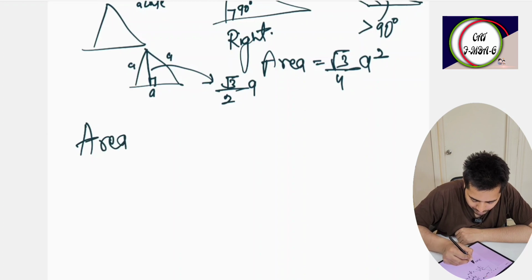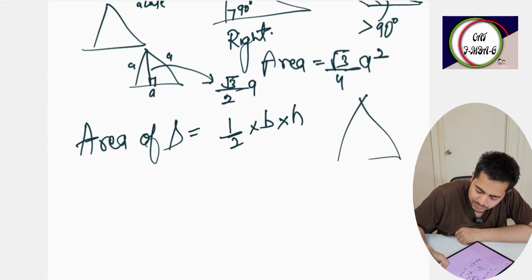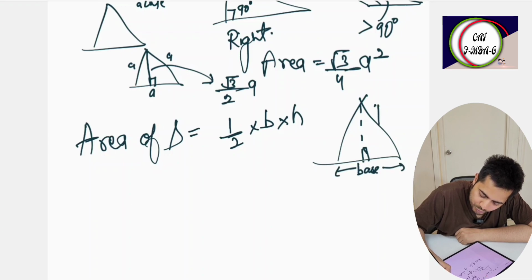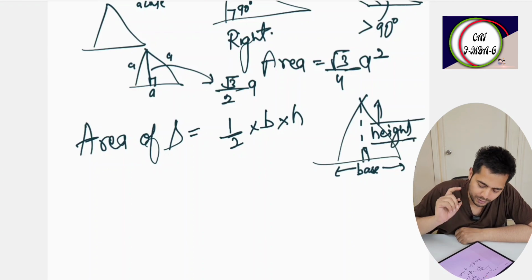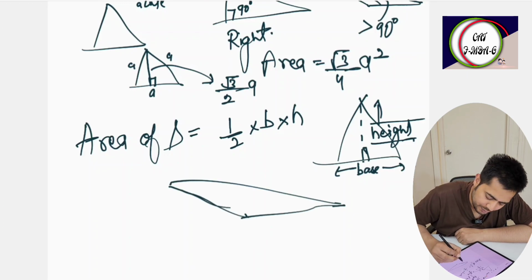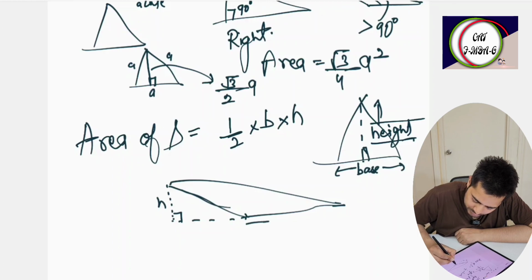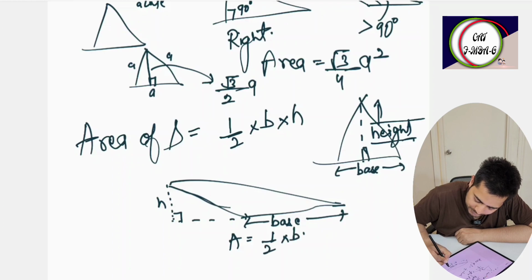See, the area of a triangle is given as half into base into height. So if this is a triangle, and this is the altitude, then this is going to be the base and this is going to be the height. So half into base into height. The height does not need to be within the triangle, it can be outside the triangle also. Consider this triangle, so this can be the height and this can be the base. So area is equal to half into base into height.